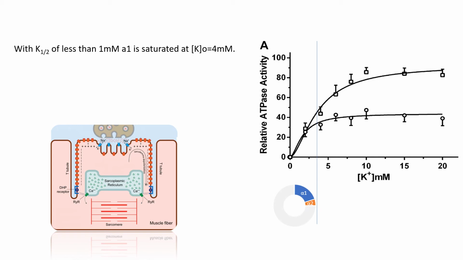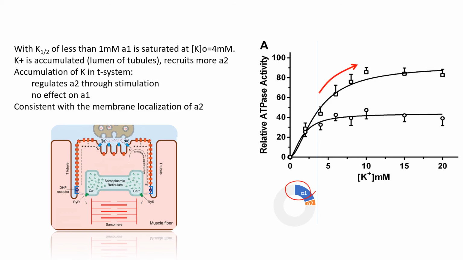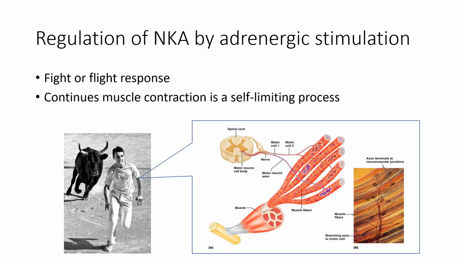So with K half of less than 1 millimole, alpha 1 is already saturated even at the resting extracellular potassium level of 4 millimole. There is no more room for upregulation. But as potassium is accumulated in the lumen of the T system, it stimulates more alpha 2, and we can say that accumulation of potassium in the T system regulates alpha 2 through stimulation and doesn't have any effect on alpha 1. This is consistent with the membrane localization of alpha 1 and alpha 2, and also with their potassium kinetics.